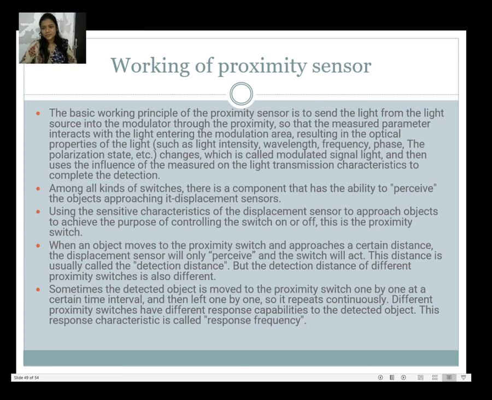As we know it is a proximity sensor, so it sends light from a light source into the modulator through the proximity. So the major parameter can interact with the light entering the modulation area, resulting in changes in the optical properties of the light. Optical properties means what? Light intensity, wavelength, frequency, phase, etc. If the properties of the optical light change, it is called modulated signal light, and then it uses the influence of the measure on the light transmission characteristics to complete the detection.